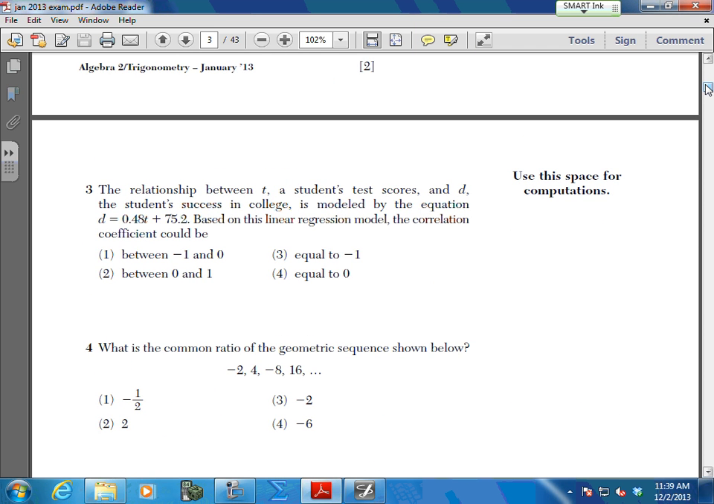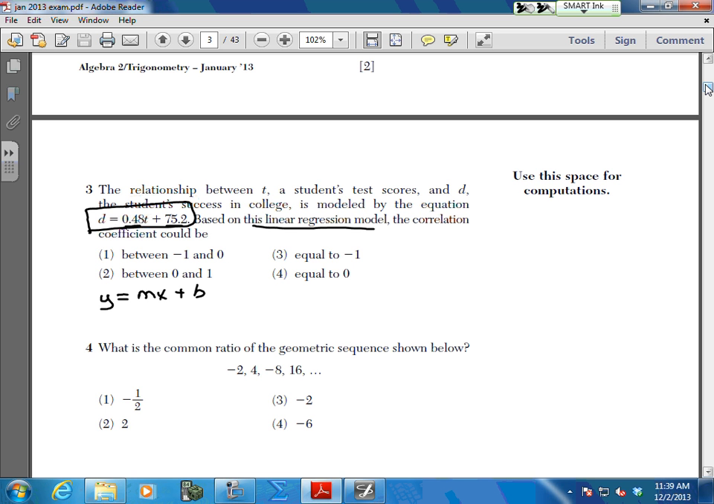Number 3 gives you a relationship between a student's test scores and their success in college. And they gave you this linear regression over here. This is based on your model for your linear regression model. This is no different than y equals mx plus b. There's your slope, your intercept.